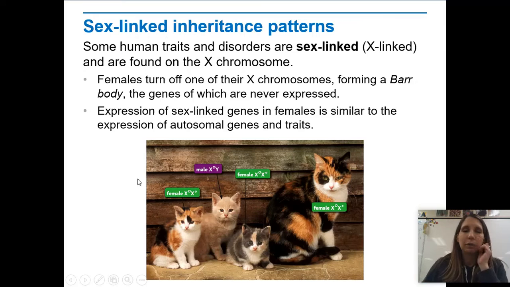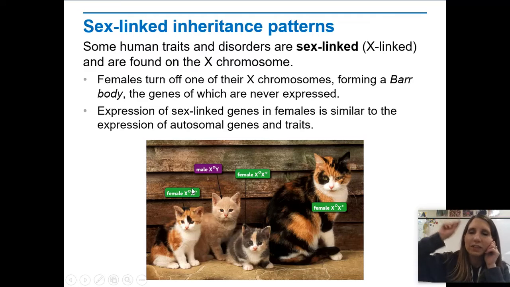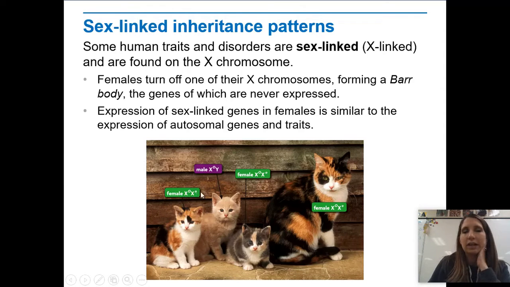And if you look at the way we're writing these genotypes, these are X-linked. And so the way that we write genotypes is we tie the allele to the X to represent that it matters what the gender is. So here, this female cat is X big O, which is the orange allele, and X little o, which is a black allele. So wherever this cat turns off X little o, and that becomes the bar body, the cat creates this orange phenotype because the only one that it's going to express is that dominant allele.